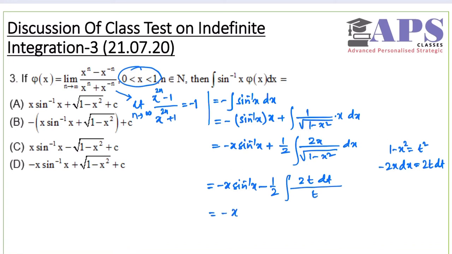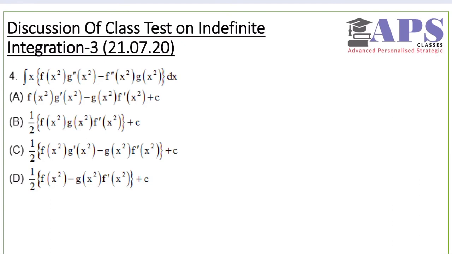I am getting minus x sine inverse x minus integration of 1, which is t, plus c, and in place of t I can put root under 1 minus x square plus c. So that should be our correct answer, and which is given in option B. So that is the correct one. Let us go to question number 4 now.